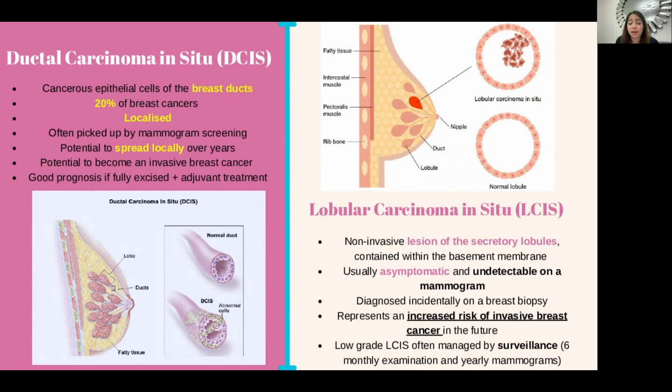In terms of management, this is based on clinical judgment, and usually the breast consultants will decide. If it is a low-grade carcinoma, they can choose surveillance, with examinations every 6 months and yearly mammograms, to see if it needs any treatment and whether it progresses or changes over time. But most of the time they'll probably be excised because of the risk of invasive breast cancer in the future.